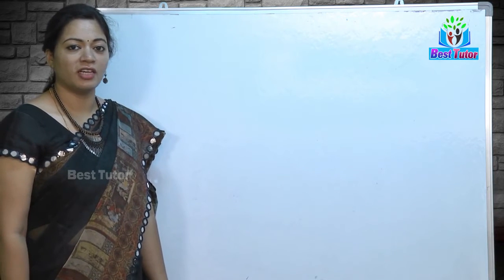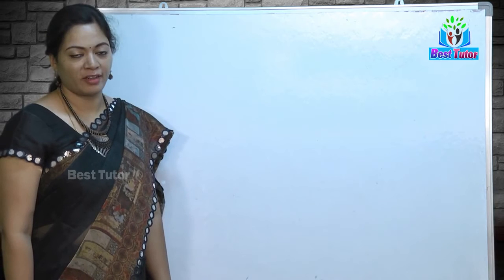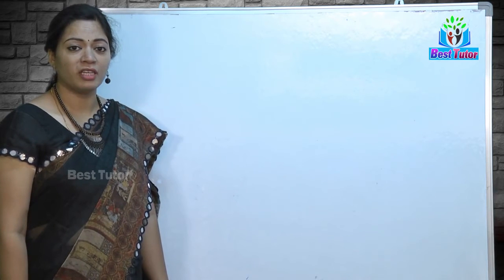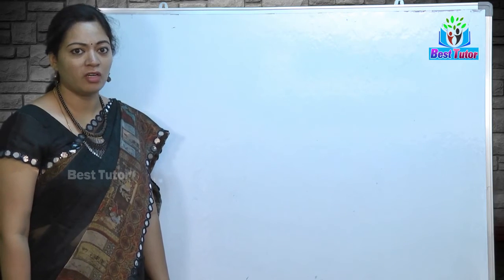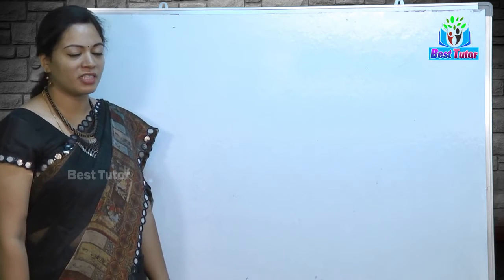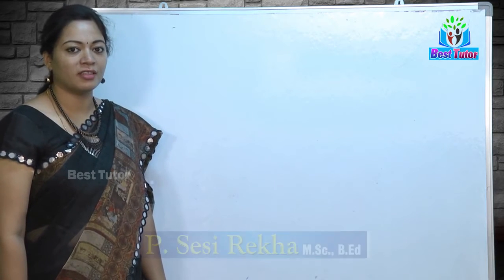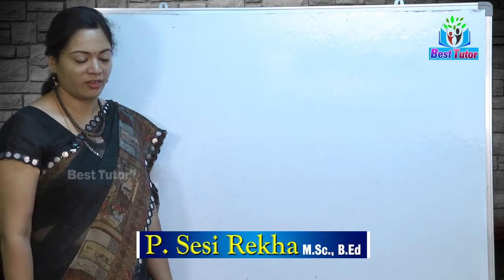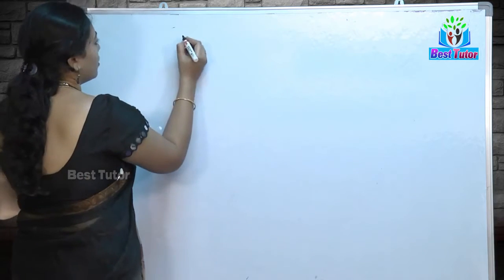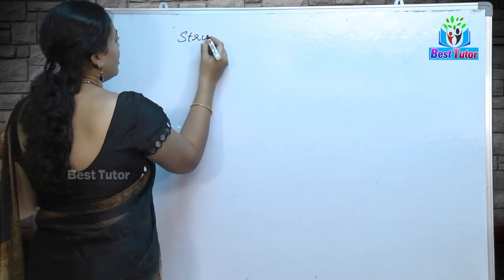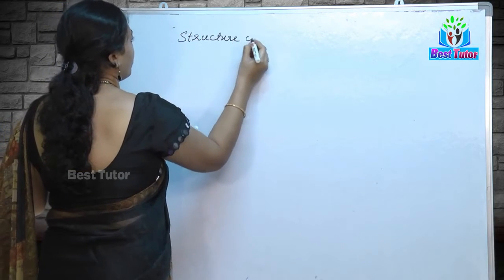Today we are going to learn about the structure of pollen grain. In our previous video we learnt about the structure of a bisexual flower. Continuing from it, we are going to discuss the structure of the anther as well as the structure of pollen grains. Let us see first the structure of an anther.